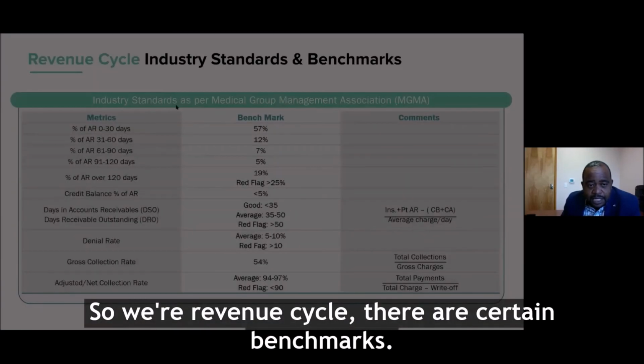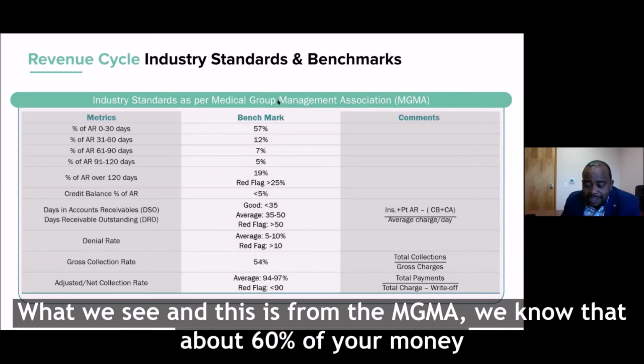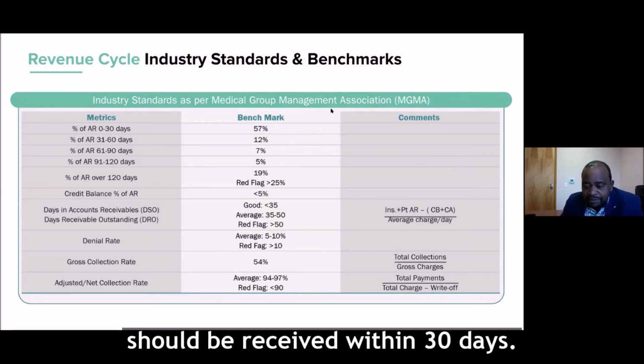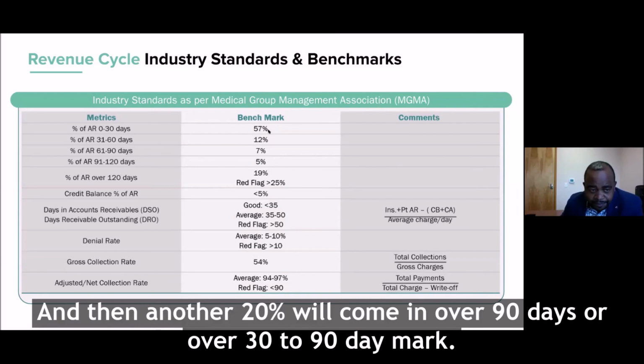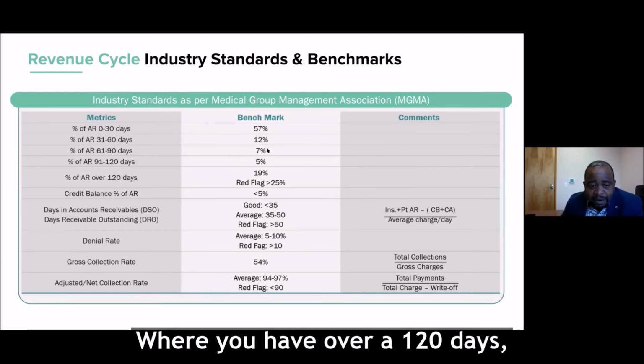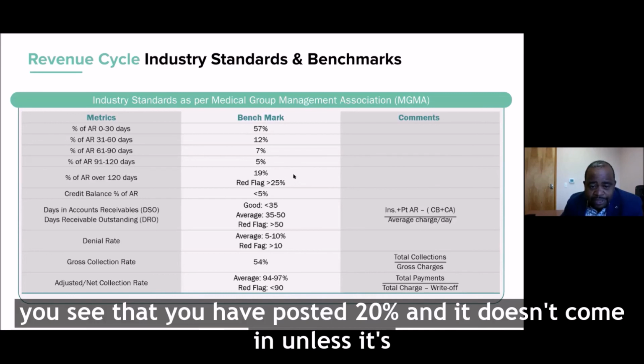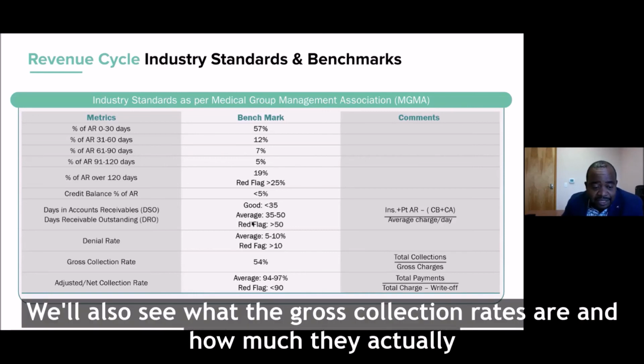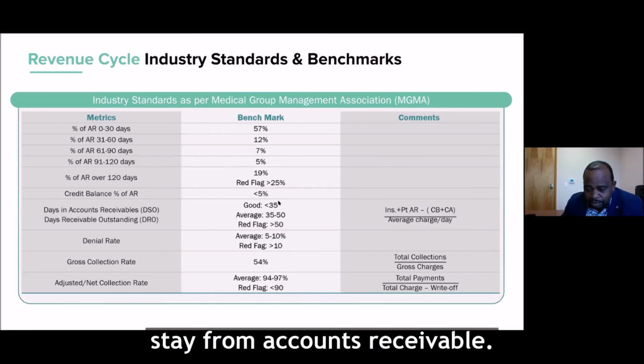So with revenue cycle, there are certain benchmarks we see, and this is from the MGMA. We know that about 60% of your money should be received within 30 days. And then another 20% will come in over the 30 to 90 day mark. But over 120 days, you have close to 20% that doesn't come in unless it's chased after aggressively. We also see what the gross collection rates are, and how much your AR should stay in accounts receivable.